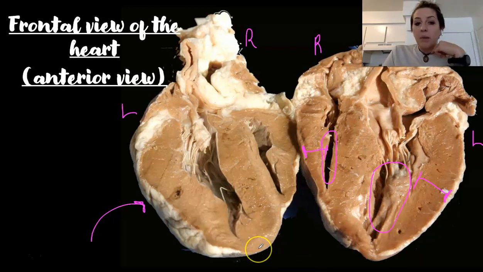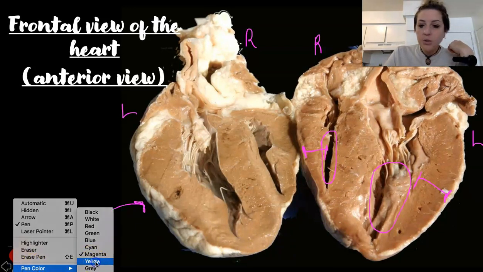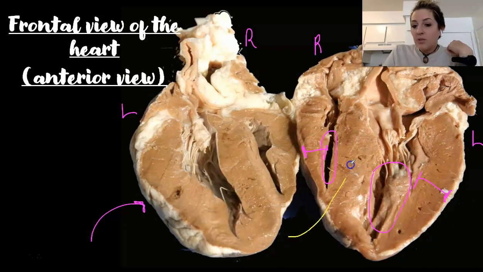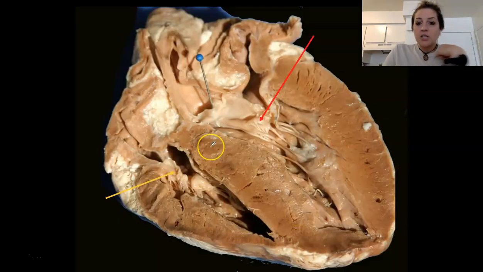There is another landmark I have not mentioned yet that you guys are required to know. Let me change my pen color. Let's do yellow this time. This wall right here in the middle that separates the right side from the left side is known as your interventricular septum. Partial points if you just give a septum, full points if you say interventricular septum. Okay? All right, so let's practice pointing out some landmarks here.